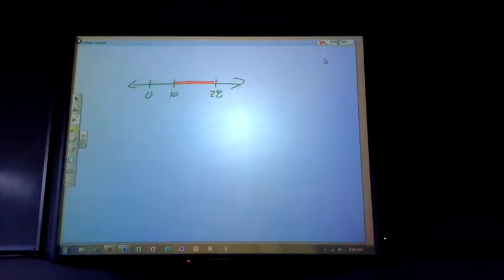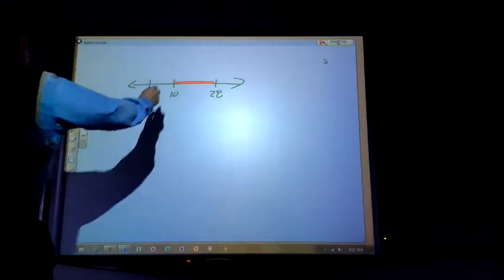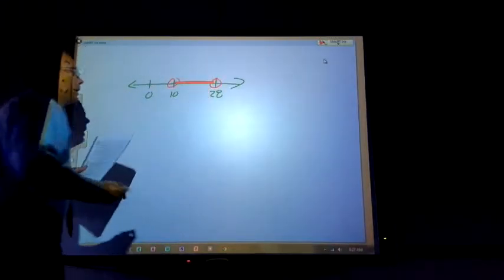Okay? Between. Am I including the endpoints? What should I do then? Open or closed dot? Open. Okay. Open dot, open dot.